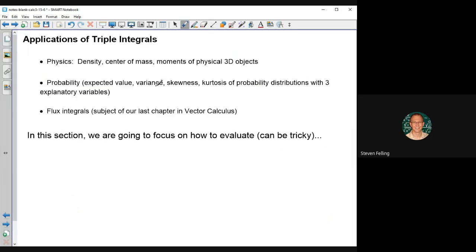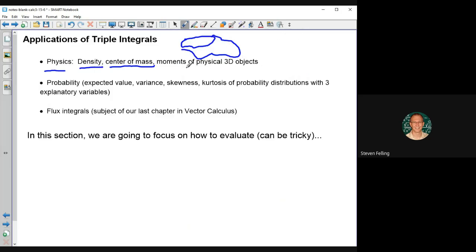So there's a lot of applications for triple integrals, at least as many as there are for double integrals in physics. You know how we talked about we had density and we had center of mass, and we could calculate center of mass if we had a thin lamina that was essentially two-dimensional. Well, now we can have a three-dimensional object, and calculate the center of mass. And the density could vary as a function of x, y, and z.